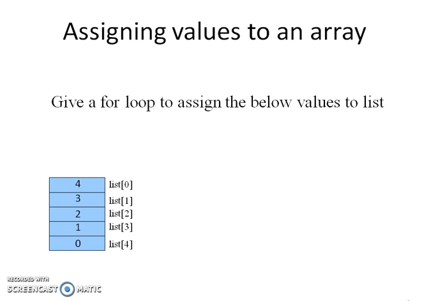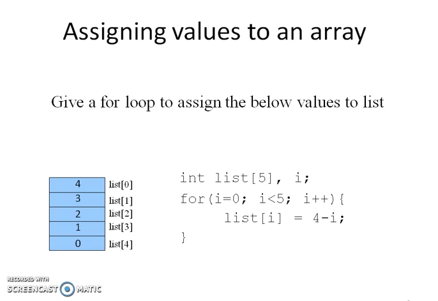After assigning the values, we can do it in reverse order also. Give a for loop to assign the values 4, 3, 2, 1, 0 to the list. So we can have I from 0 to I less than 5, I plus plus, and list of I is equal to 4 minus I. Or else we can use for I is equal to 4, I greater than or equal to 0, I minus minus, list of I is equal to I. That can be another solution here.